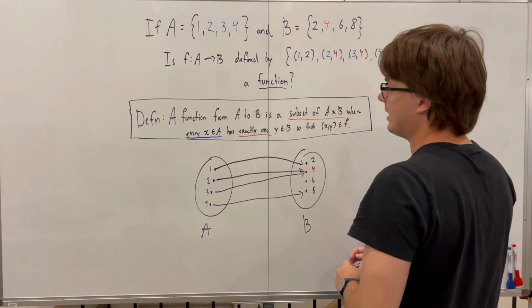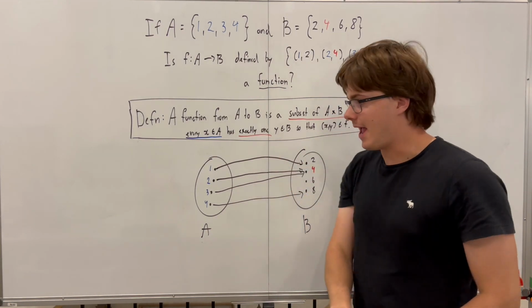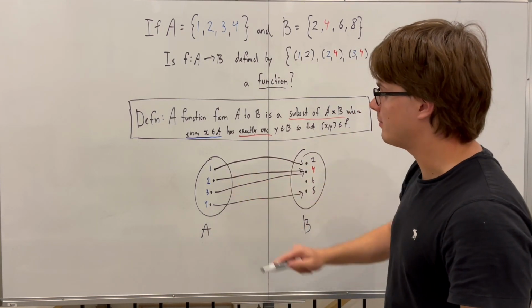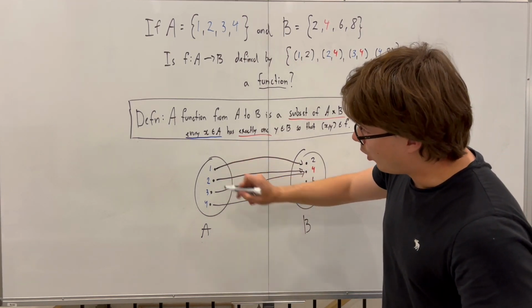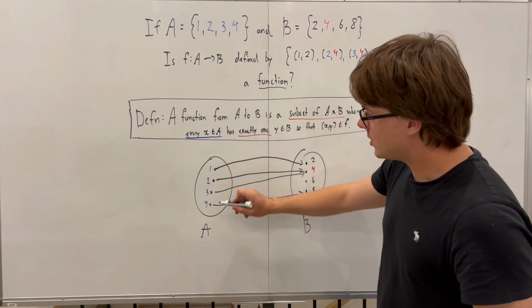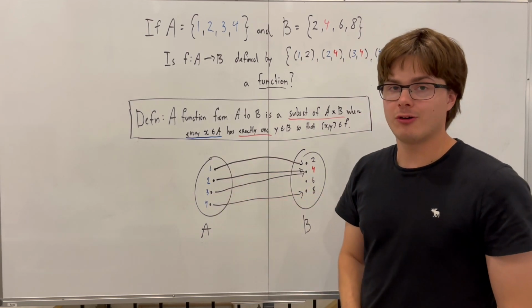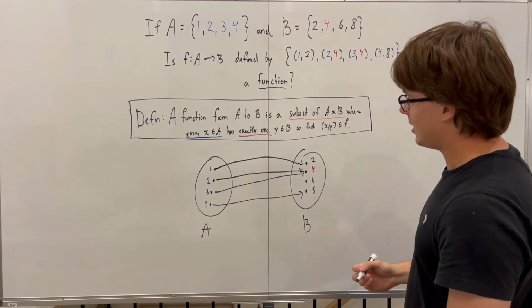Finally, exactly 1. Is there exactly 1 arrow pointing from our elements in A onto something in B? And the answer is yes. There's only 1 arrow from 1, 1 arrow from 2, 1 arrow from 3, and 1 arrow from 4. So this is in fact a function.